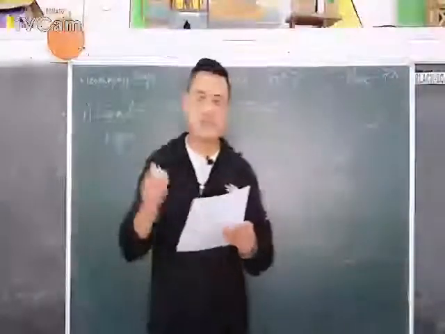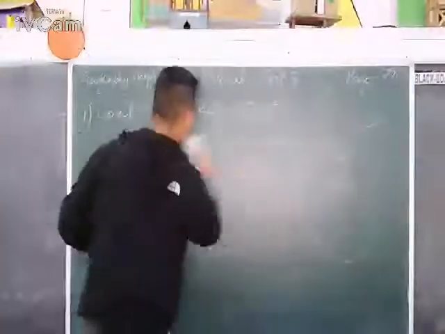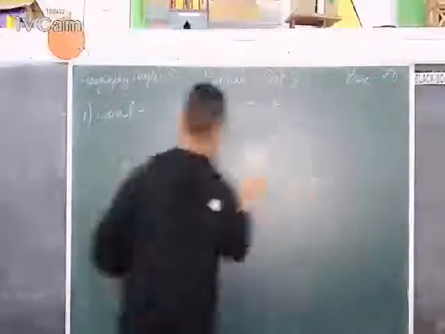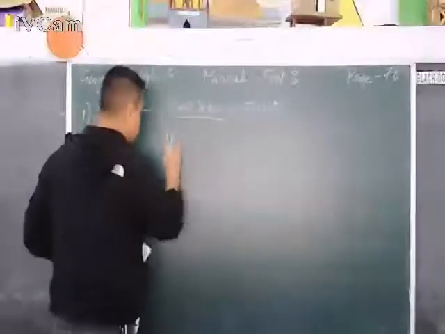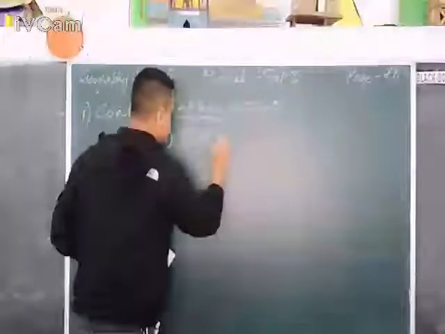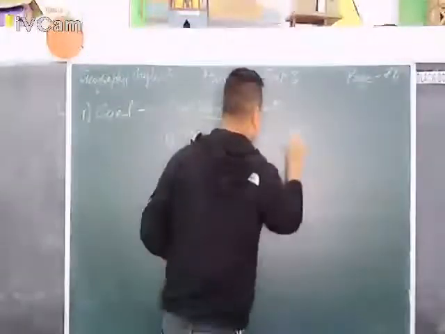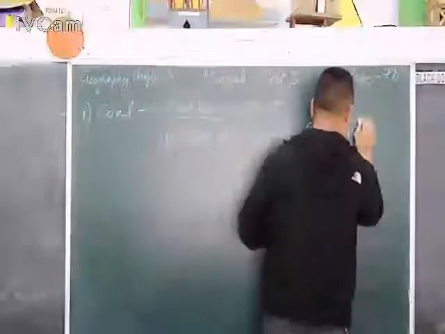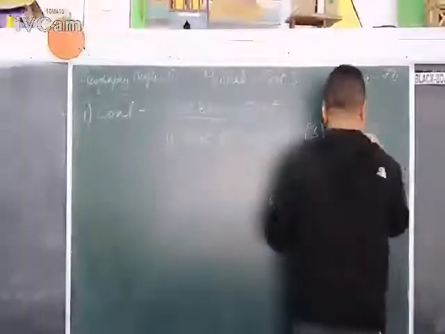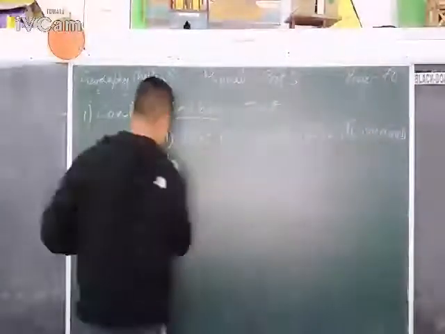Therefore there are four main types of coal according to the carbon content. What are the four types of coal according to the carbon content? Number one is peat. Number two is lignite, L-I-G-N-I-T-E, lignite. Number three is bituminous, B-I-T-U-M-I-N-O-U-S, bituminous. Number four is anthracite.